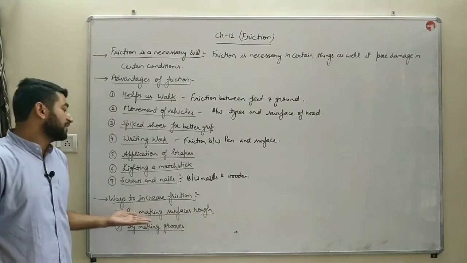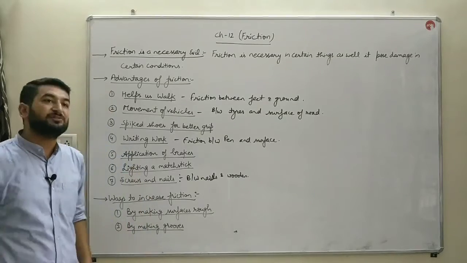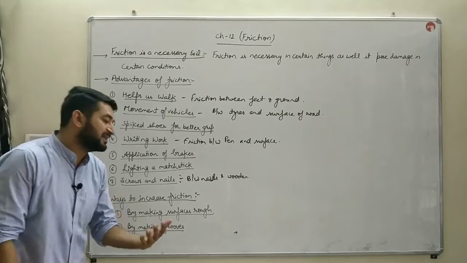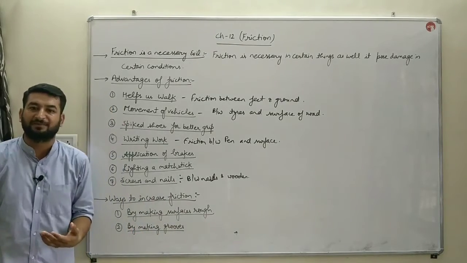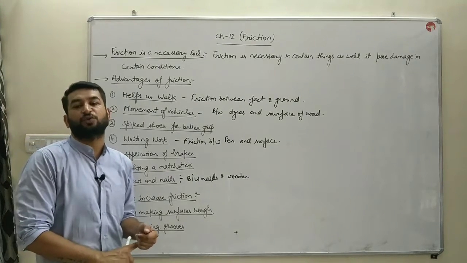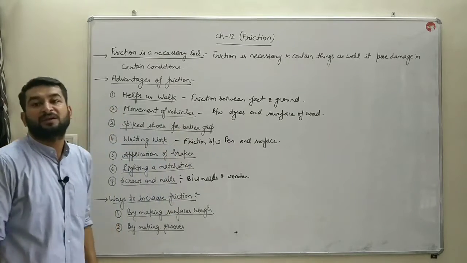Next is the ways to increase friction. How you can increase the friction between two surfaces. By two methods we can increase it. The first one is by making the surfaces more rough. As I explained with the example of the matchstick, the sides of a matchbox are deliberately made rough to increase the friction between the matchstick and the sides.